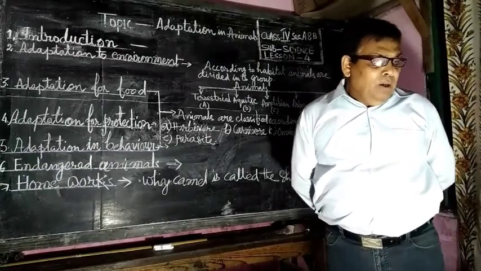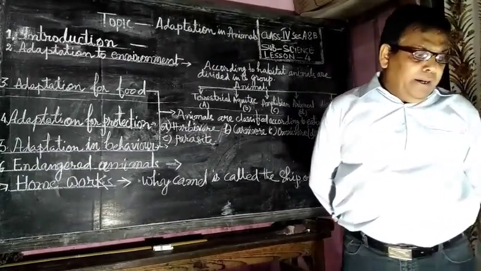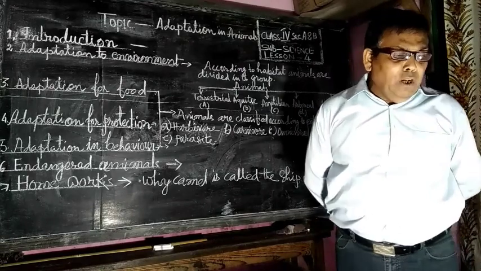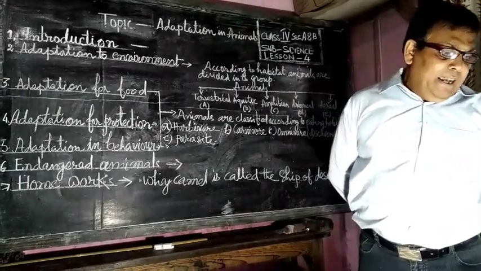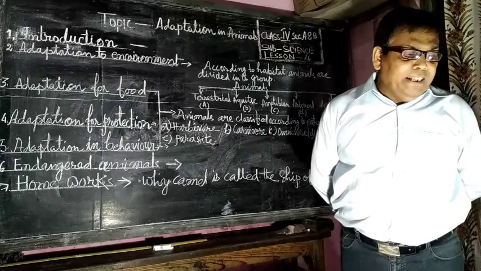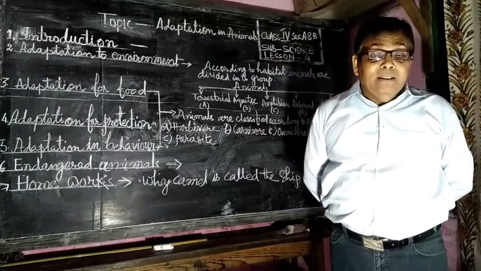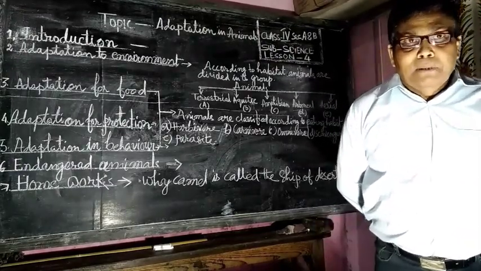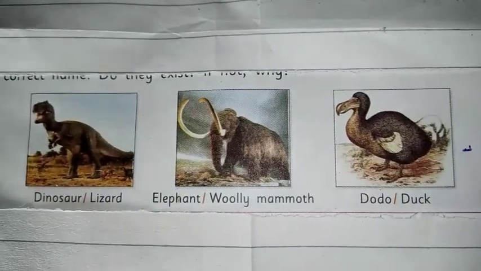Those animals who were not able to adapt to the change in the environment slowly died and became extinct. Now see the extinct animals. These are the extinct.